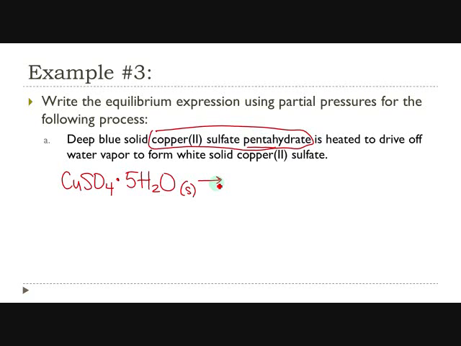And that's heated to drive off water vapor. So we have H2O, gas. Gases are vapors, sorry. And then white solid copper 2 sulfate. And since it doesn't have any hydrates on it, that means that's the anhydrous. So that would just be CuSO4, solid. Okay? But we still want to make sure that the waters are balanced. So we would have to put a 5 for coefficient in front of the water. Okay?